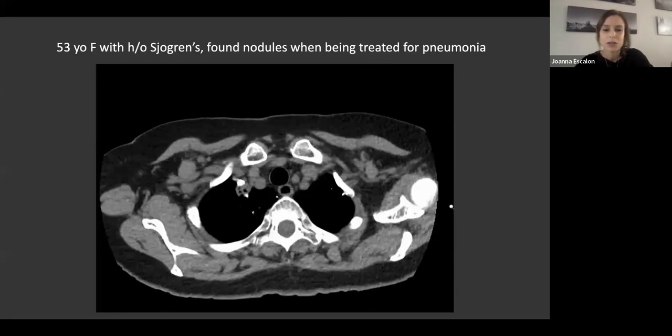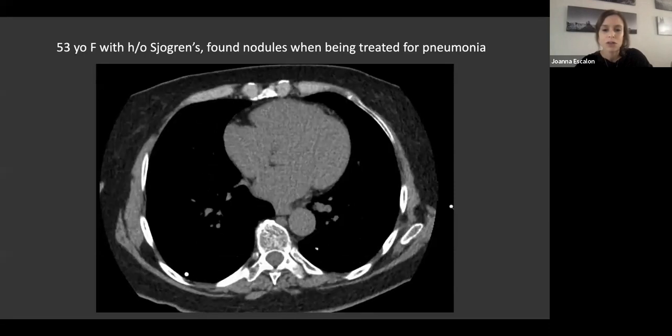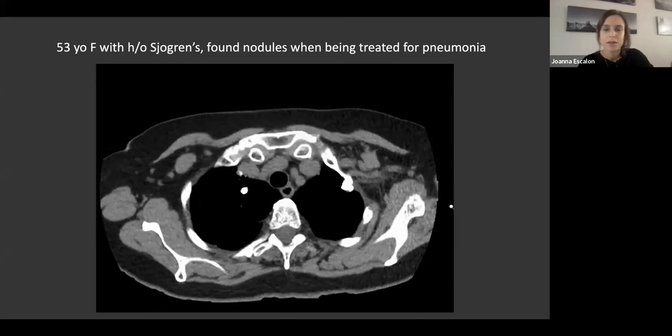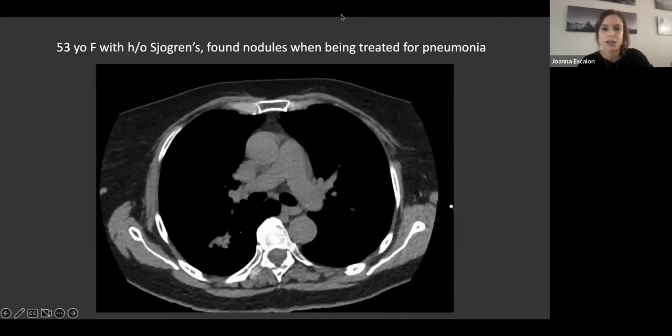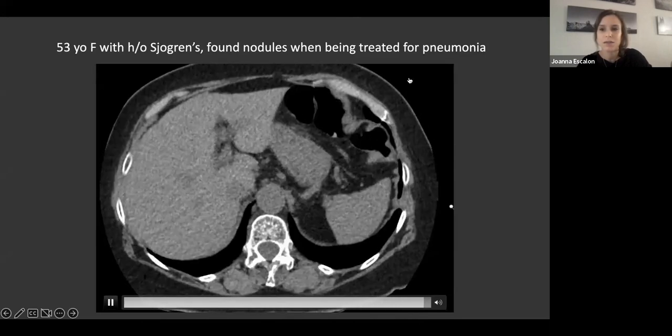There are a lot of nodules, and here I'll show you on the soft tissue windows. What else do they have with them? Really coarse calcification. Give you guys a minute to think about it. Sjogren's, and then in the lungs, cysts and nodules with coarse calcification.